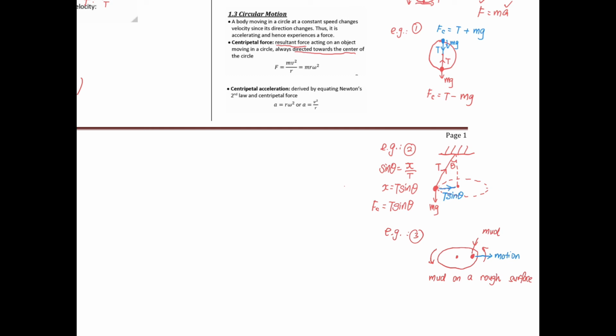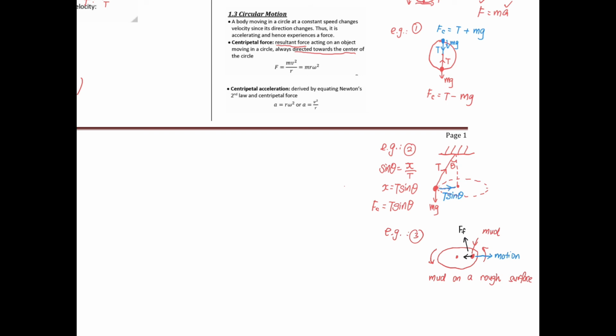But if the frictional force, on a rough surface, is managed to hold the mud, then the mud will remain on the disc. So what am I trying to say is, if the motion is acting outward, then the frictional force is acting inward. I call it FF, frictional force. It's acting inward, and this frictional force is the force that acts towards the center of the circle, and hence this contributes to the centripetal force.